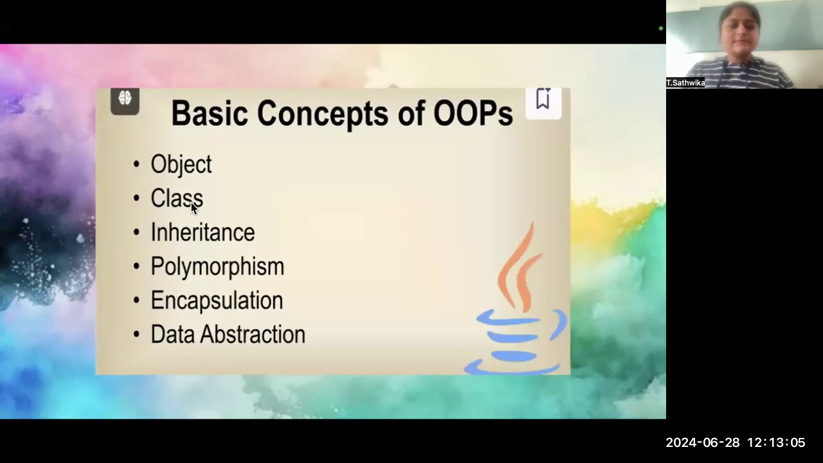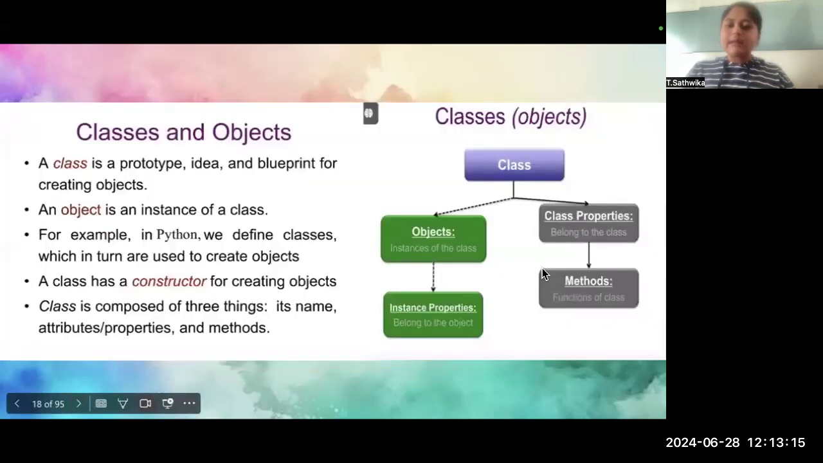In the basic concepts, we are going to learn about what an object is, what a class is, inheritance, polymorphism, encapsulation, and data abstraction. So, coming to classes and objects: What is a class? A class is a prototype, idea, and blueprint for creating objects, and an object is an instance of a class. For example, in Python, we define classes which in turn are used to create objects. A class has a constructor for creating objects, and a class is composed of basically three things: its name, its attributes or properties, and the methods.